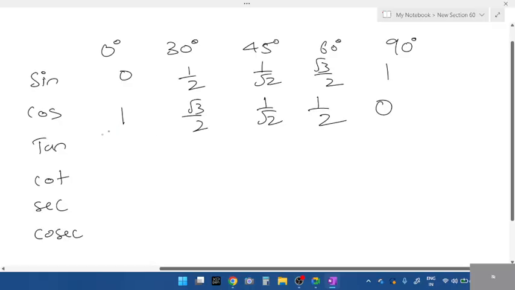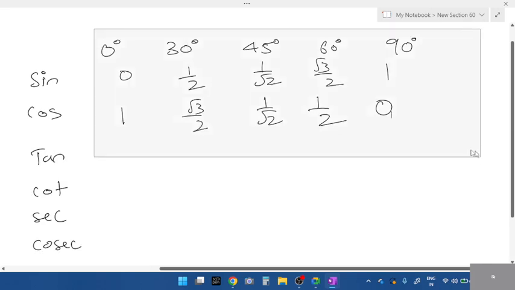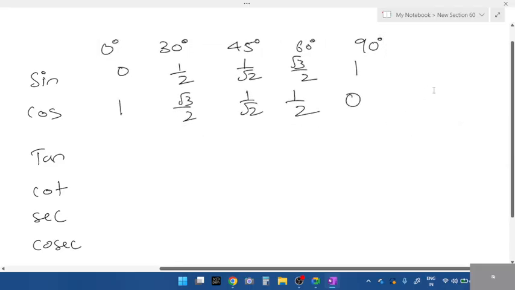Okay, next. How do you get tan? What's the special formula I told you all for tan? Sin theta by cos theta. All of you have written the quotient formula. I told you all sin theta by cos theta, right? So in order to get tan, look here, just divide sin by cos.